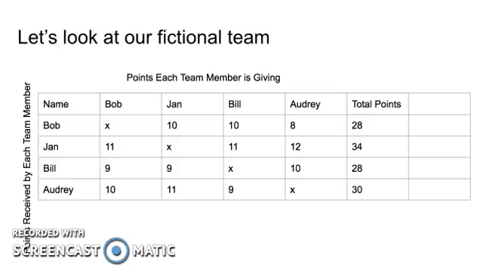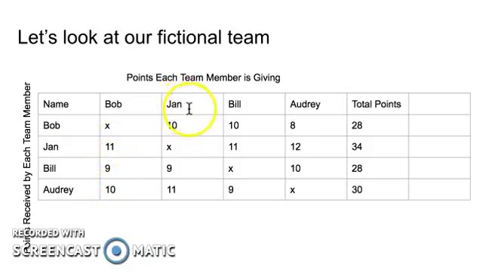So let's take a look at our fictional team. On the side here are all the people who have points to give. So points received by each team member, and this is how the points are distributed. So in other words, right here, Bob has his 30 points to give. The X is here because he can't give himself points, but Bob gave his points like this. Jan was the one that got 11, Bill got 9, and Audrey got 10.